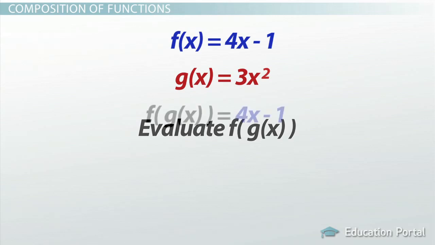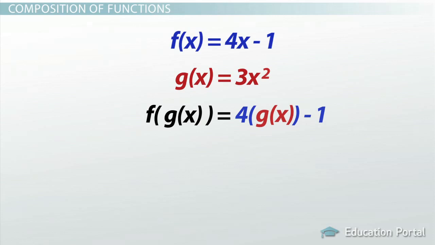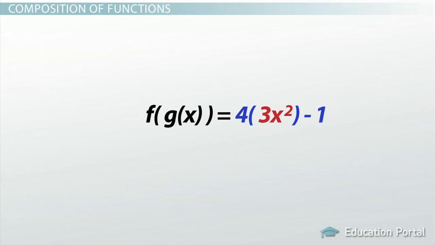function into another. We start with the outside function f, 4 times something minus 1. But everywhere that we would normally have put an x, we now substitute in the function g of x. So instead of 4x minus 1, or 4w minus 1, or 4 smiley face minus 1, we have 4 g of x minus 1. But since we know that g of x is just 3x squared, we can substitute that in as well, which makes f of g of x equal to 4 times 3x squared minus 1. Simplifying again gives us our final answer as 12x squared minus 1.